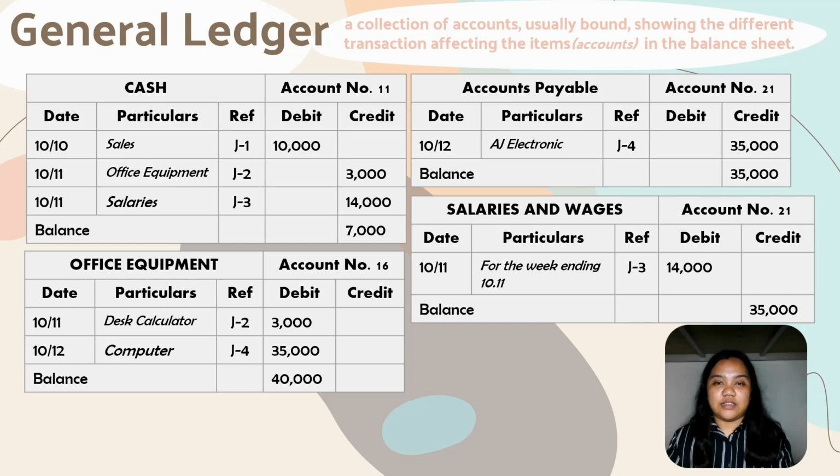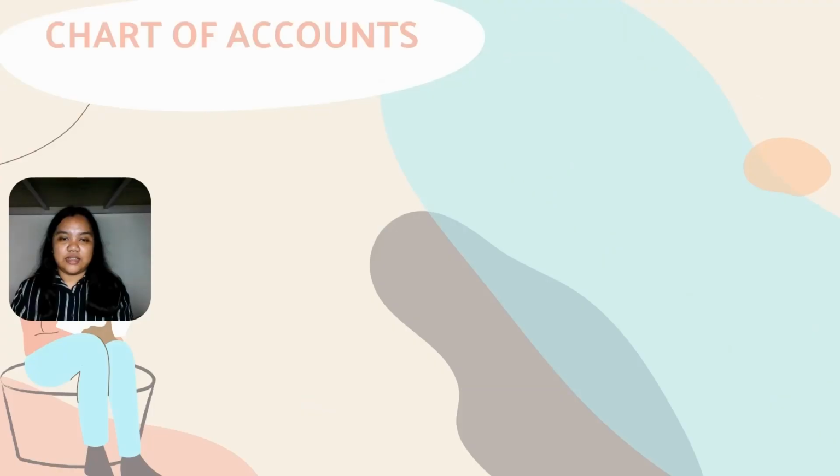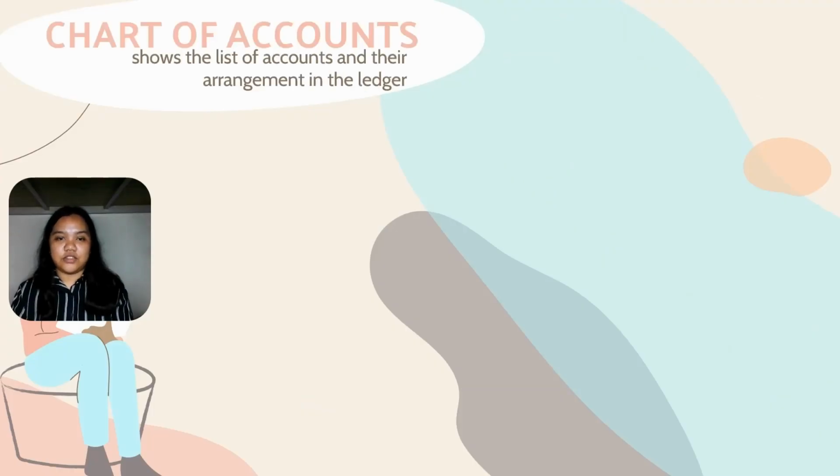Then the salaries, since he paid 40,000, so cash has a negative balance, and you can see here the balance is 7,000. First is the general ledger, as defined, showing the different transactions affecting items or accounts on the balance sheets. Next is the chart of accounts. The chart of accounts shows the list of accounts and their arrangement in the ledger.